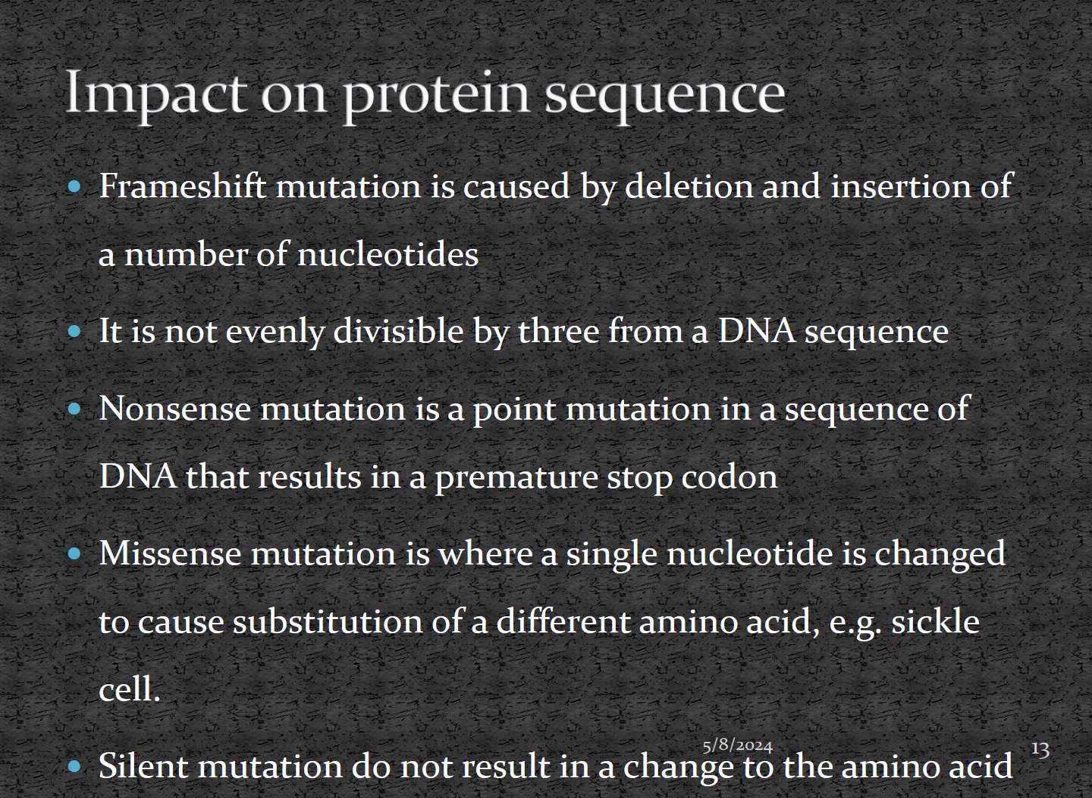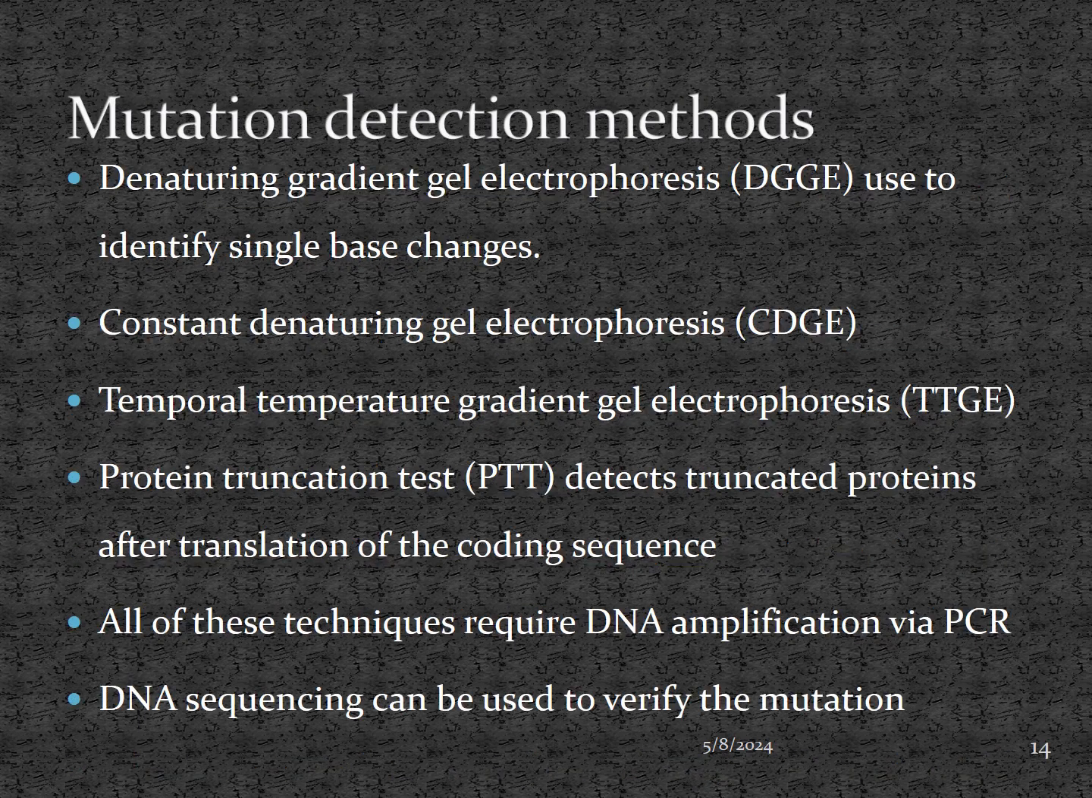Mutation has impact on protein sequence. Frameshift mutation is caused by deletion or insertion of a number of nucleotides that is not evenly divisible by 3 from a DNA sequence. Nonsense mutation is the point mutation in a sequence of DNA that results in a premature stop codon. Missense mutation is where a single nucleotide is changed to cause substitution of a different amino acid. Example, sickle cell.